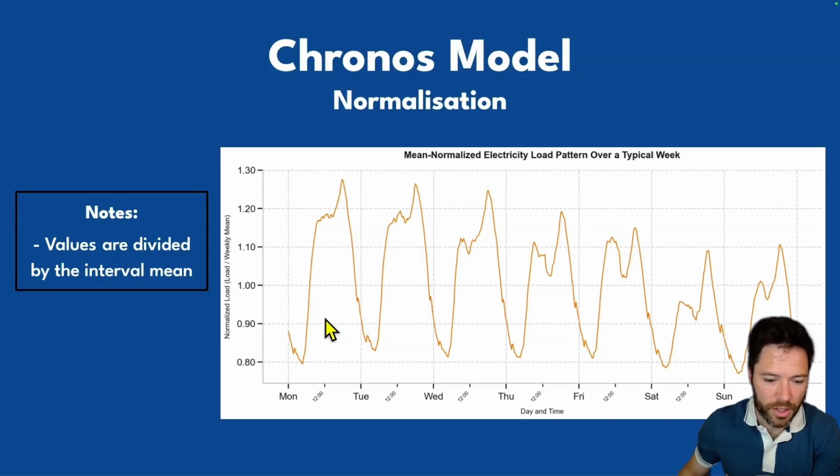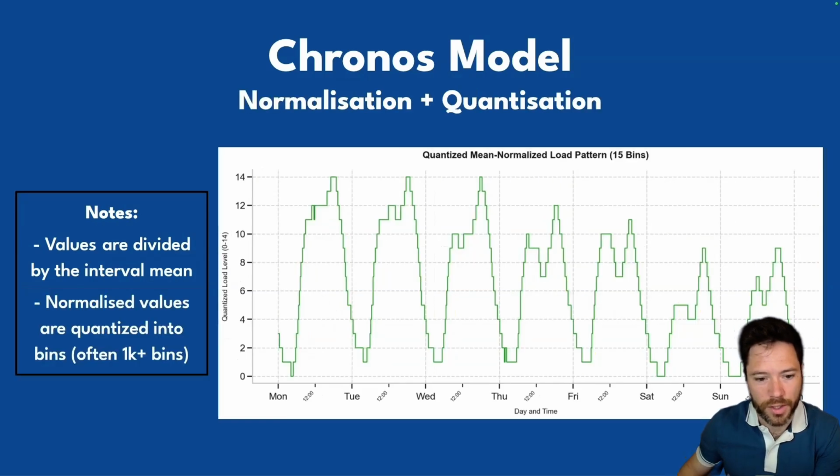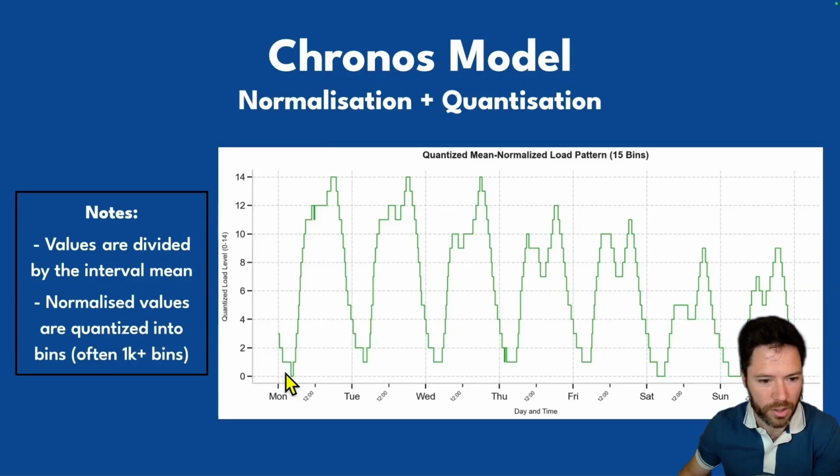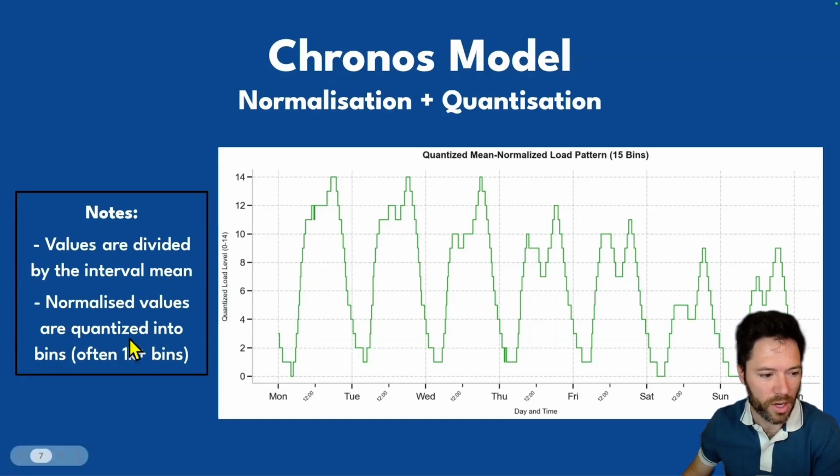So that's normalization. And once we normalize, we then quantize. And this involves splitting the values here into a number of buckets. So here I've split them into 15 buckets from 0 to 14. And with this amount of buckets, it looks jagged, which is good for illustration purposes here. But in practice, you would use many more buckets, often more than 1,000, so that this looks smooth.